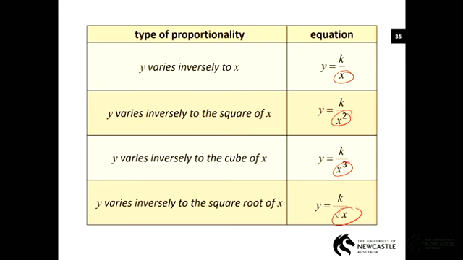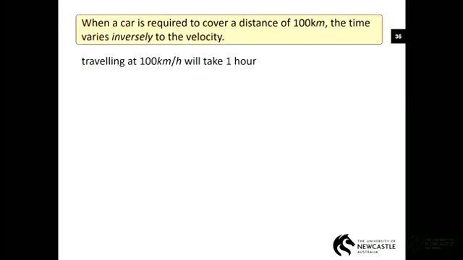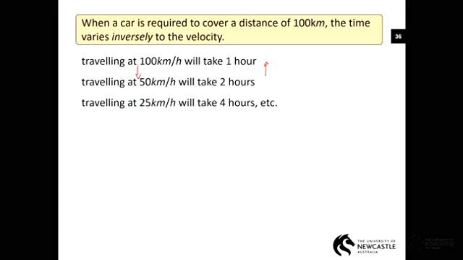Inverse did that. Okay. When a car is required to cover a distance of 100 kilometres, the time varies inversely to the velocity or the speed. That's what we were saying before. The time of the journey varies inversely to the speed. So this is just an example. If I'm travelling at 100 kilometres per hour, my 100 kilometre journey takes an hour. If I'm travelling at 50 k's per hour, it'll have to take me 2 hours. As my speed goes down, my time taken goes up.